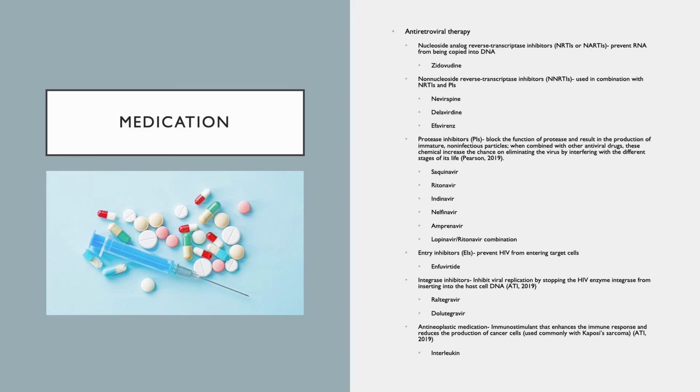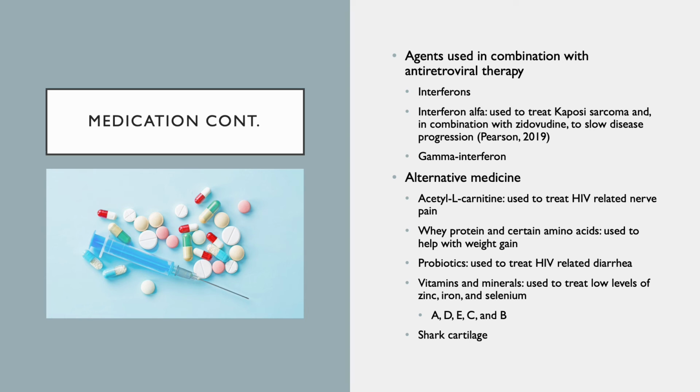Then we've got anti-neoplastic medication. This is an immunostimulant that enhances the immune response and reduces the production of cancer cells. This is used very commonly with Kaposi sarcoma cancer. Then we've got agents used in combination with antiretroviral therapy, including interferons, interferon alpha, and gamma interferon.